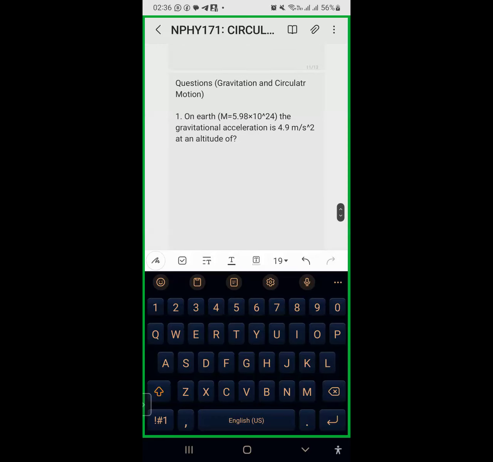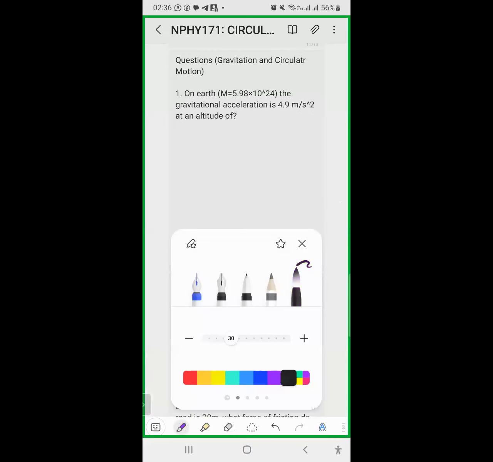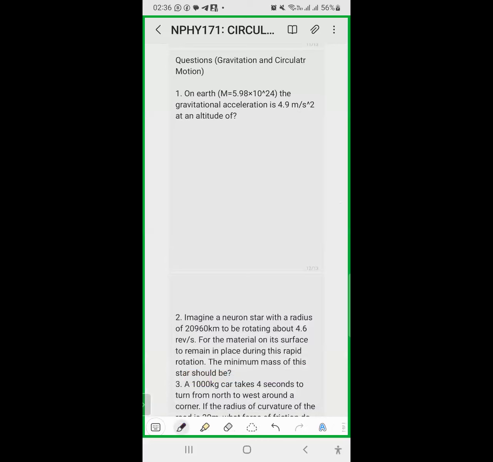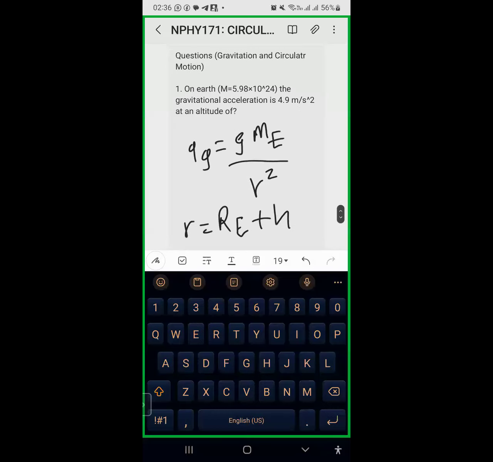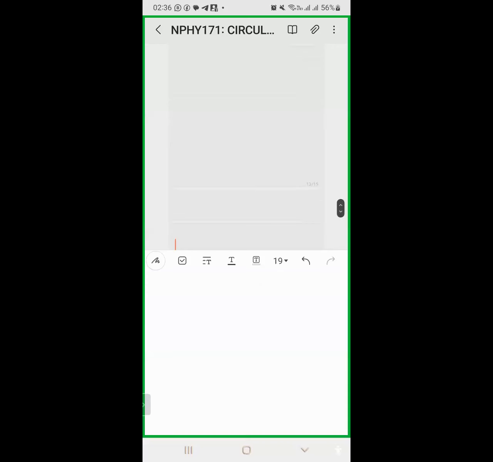We know that by definition, the gravitational acceleration is derived from Newton's second law. The gravitational acceleration is given by the gravitational constant multiplied by the mass of the Earth divided by the separation distance. So the separation distance is given by the radius of the Earth plus the height above the Earth's surface.